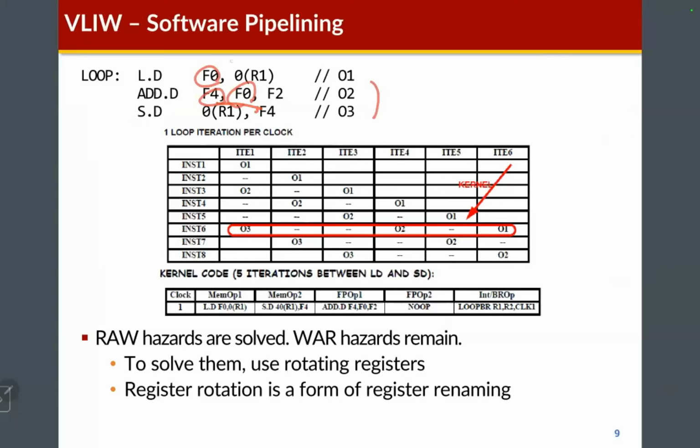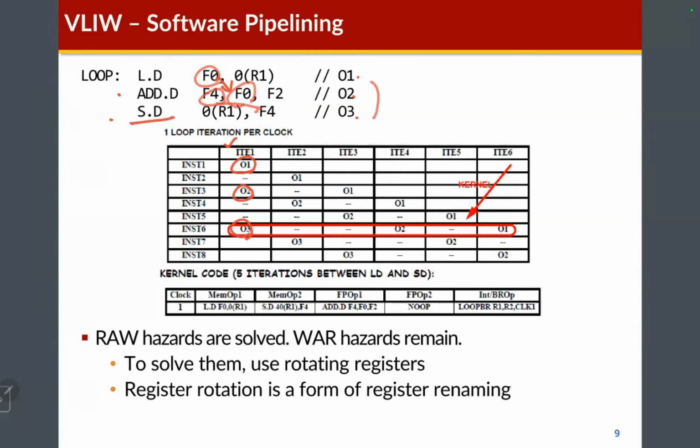So we can find the dependency between load and add, and the dependency between add and store instruction. For the first iteration, these instructions should be assigned to the slots like this. O1 is here, and after 1 clock, or 1 slot, O2 should be located here. The store instruction needs to receive a result from the add instruction, so O3 should be here.